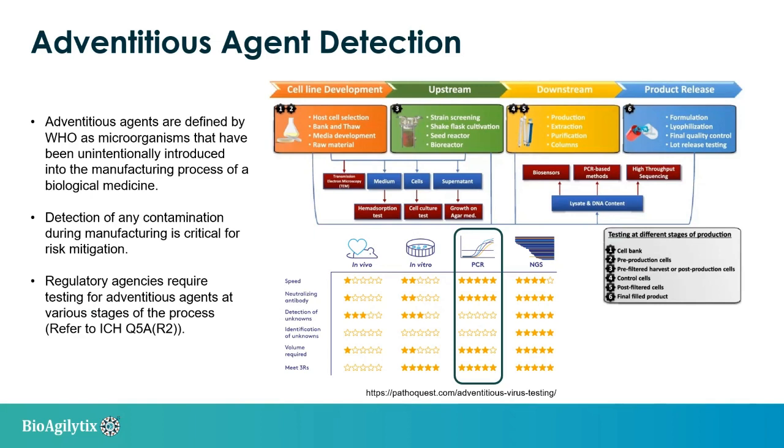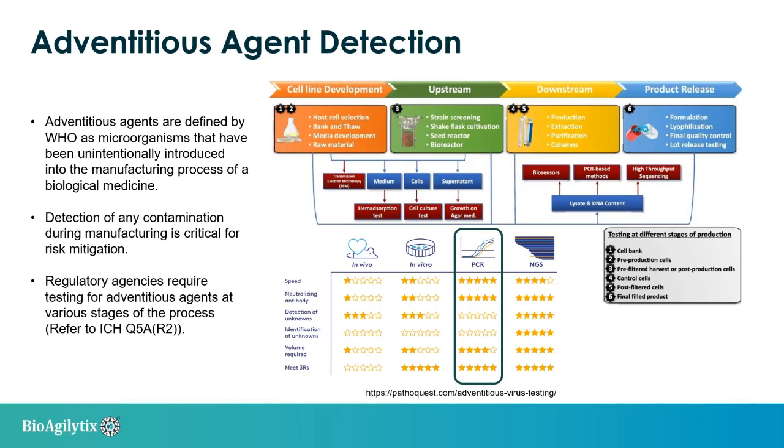unintentionally introduced into biological medicine by, for example, the use of contaminated biological raw material for cell culture, contaminated reagents for transfection or downstream purification, or contaminated excipient during formulation. The contamination could also come from the environment during storage of raw material or during cell culture or media handling.